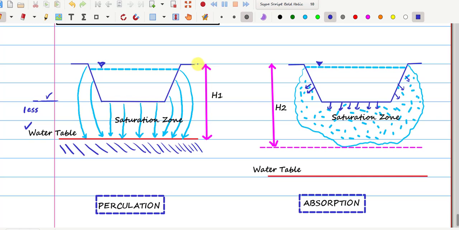The distance from the top to the water table is known as the head in case of percolation. But in case of absorption, the head is not from the top to the water table; it is from the top to the bottom level of the saturation zone. In case of absorption, this area is the saturation zone, while in case of percolation, the saturation zone is still the water table. That's the major difference. In case of absorption, there is a gap between the bottom of the saturation zone and the water table. So that's the basic difference between percolation and absorption.